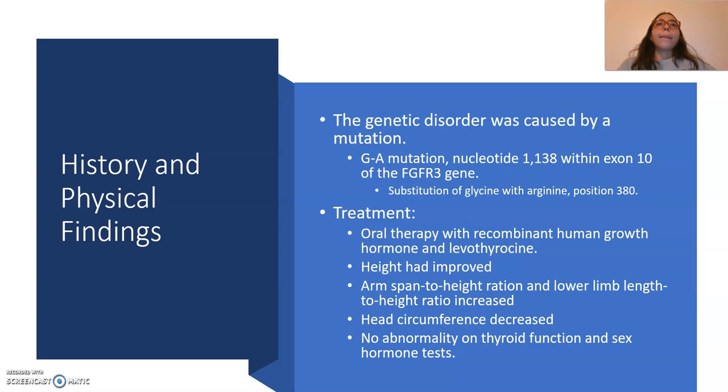The patient did receive treatment, and that was oral therapy with recombinant human growth hormone and levothyroxine. After about 6 months, his height improved, and his arm span to height ratio and lower limb length to height ratio also increased. His head circumference decreased, and there was no abnormality on thyroid function and sex hormone tests.